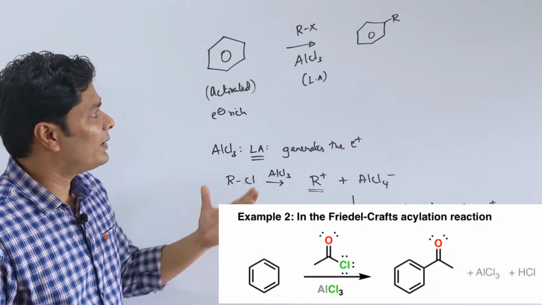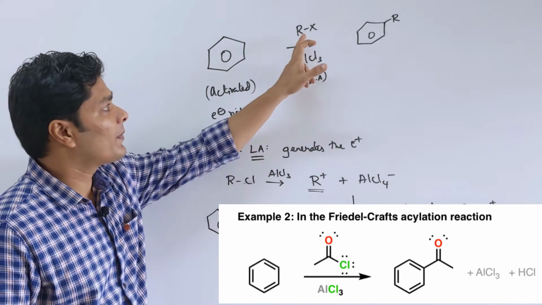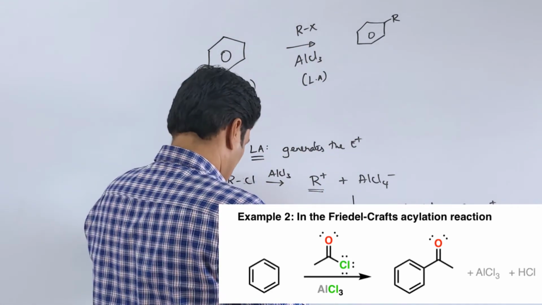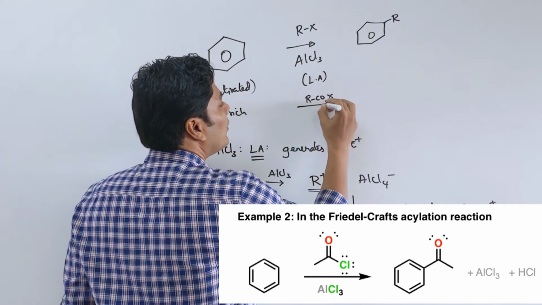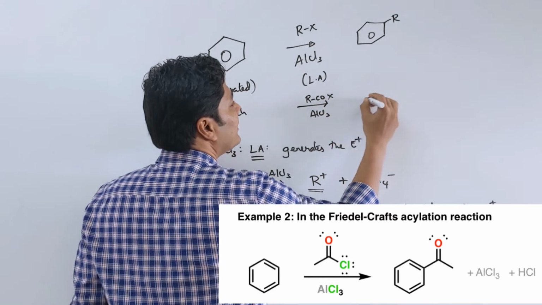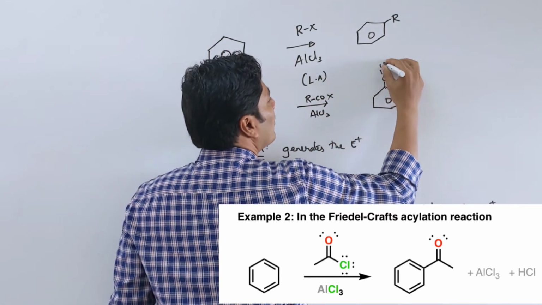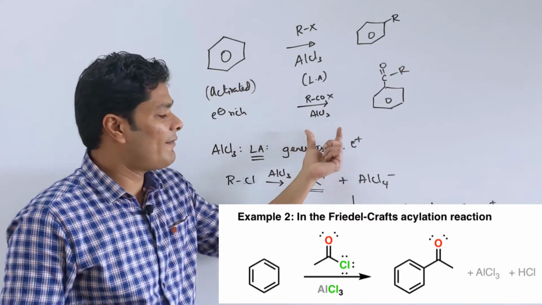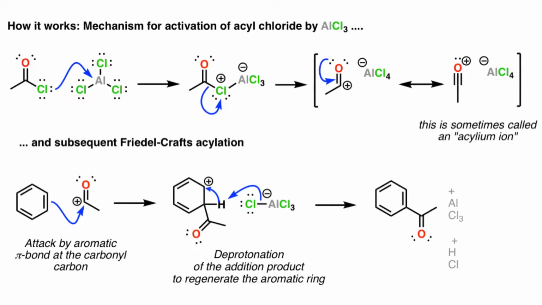The next is acylation. Acylation is much simpler. Instead of RX, you have RCOX, an acyl chloride. That's all. So with RCOX and AlCl3, I end up with C double bond O and the R group, the acyl group. Now here I don't have any rearrangement. The electrophile is RCO plus. This is much easier.